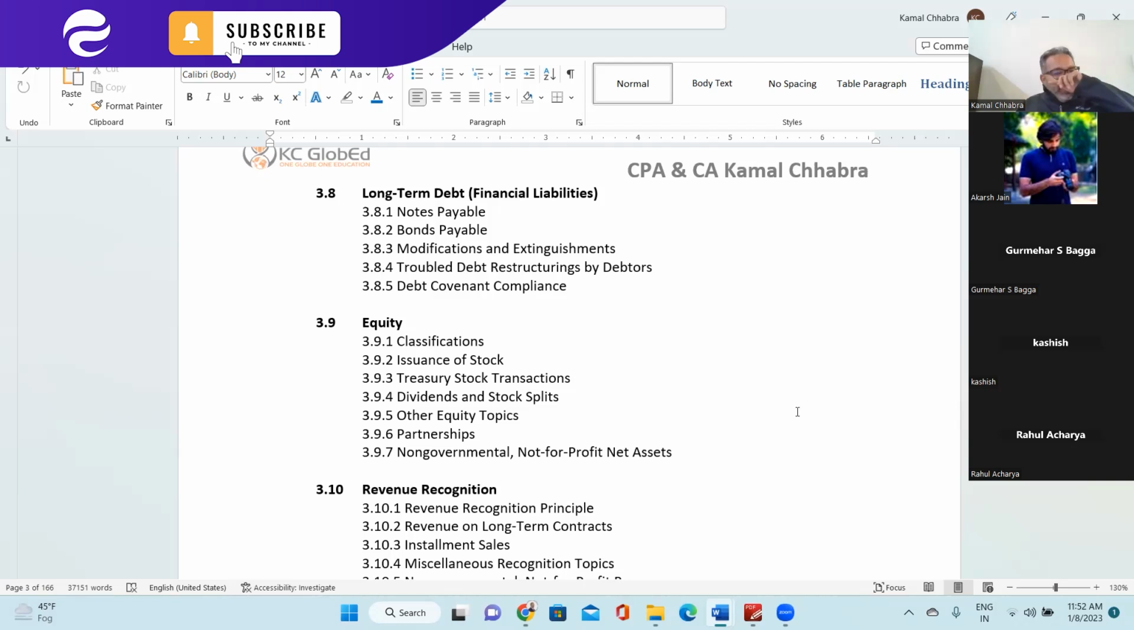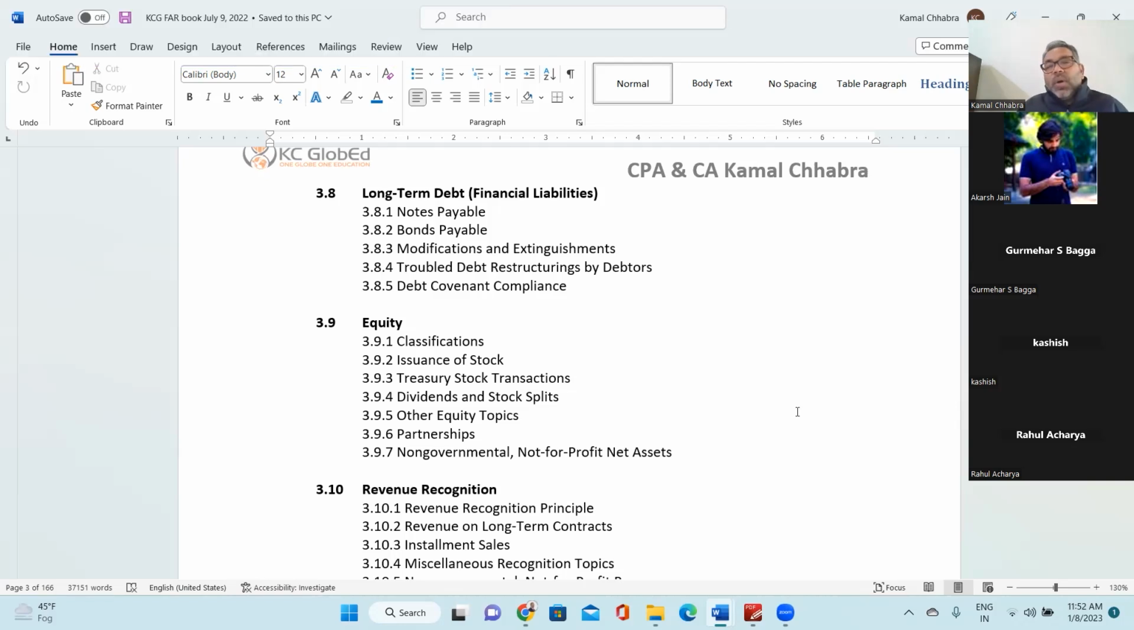The next topic will be equity. So classification of equity, there are different categories of equity also, like equity with shareholding rights, equity with no rights, right? Equity of common stock, equity like preferred stock, or convertible debenture, convertible debt as future equity. All those classifications will be understood, basically what category of equity needs to be classified in which category, right? Then issuance of stock, treasury stock.